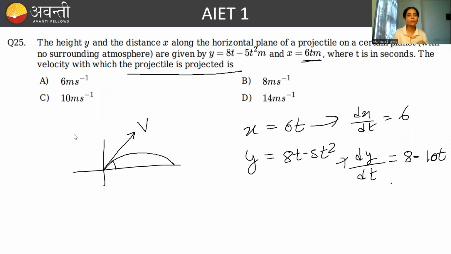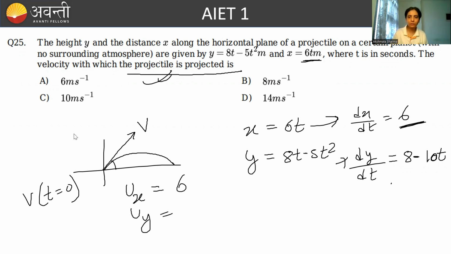Now initial velocity we have to calculate. Velocity with which the projectile is projected, यानी कि initial velocity, initial velocity means velocity at t equal to 0, है ना. So velocity in the x direction at t equal to 0 is how much? 6, क्योंकि this is constant. So at t equal to 0, it will remain the same. Now velocity in the y direction at t equal to 0 will be what? Put t equal to 0, it will be equal to 8. So this velocity v at t equal to 0 has y component 8 and x component 6.